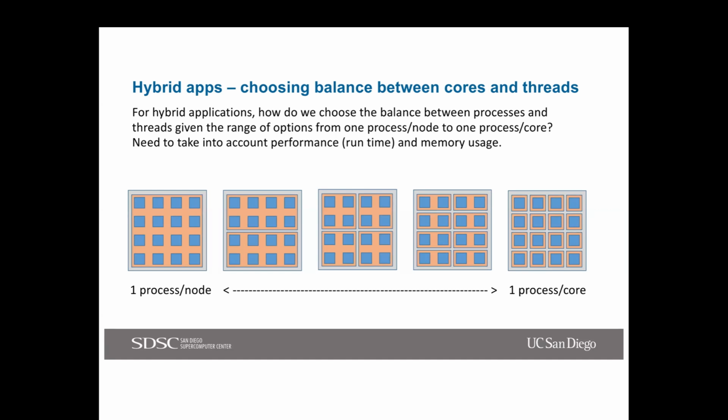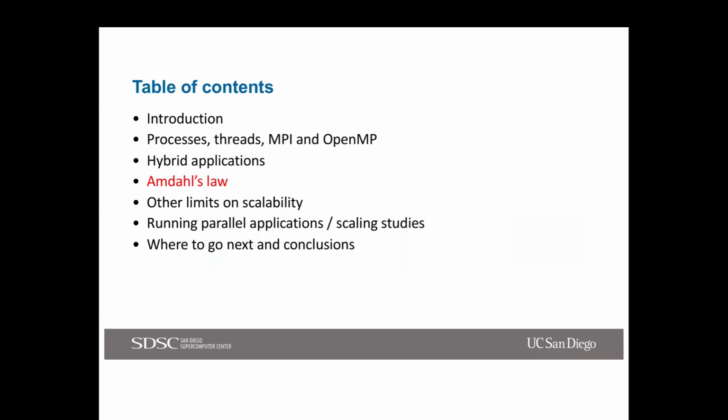So this is one of the considerations when you start running an application. If you figure out it's a hybrid application, you need to figure out how many processes per node and how many threads per process you want to run on the actual HPC system that you're running on. It might vary between different systems.